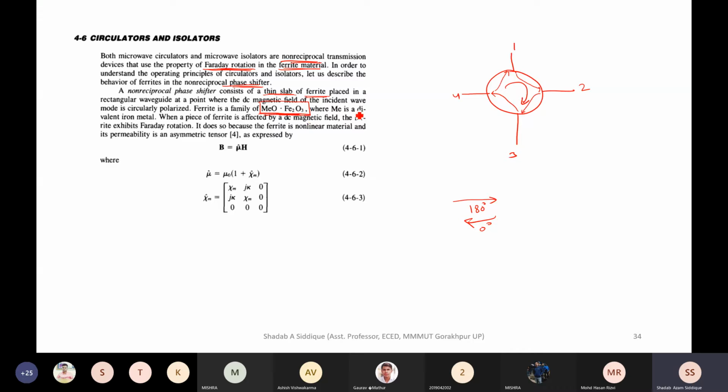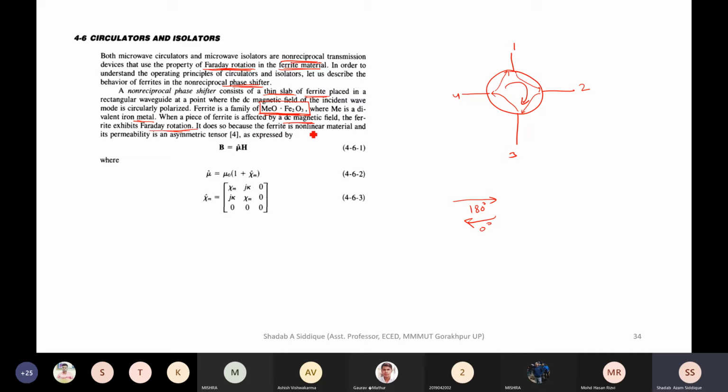Okay, so Me is a divalent material, a divalent iron metal. When a piece of ferrite is affected by a DC magnetic field, which comes from the applied wave, the ferrite exhibits Faraday rotation. Due to the DC magnetic field, the ferrite material starts rotating, and that rotation is Faraday rotation.